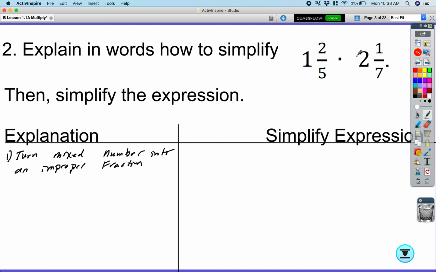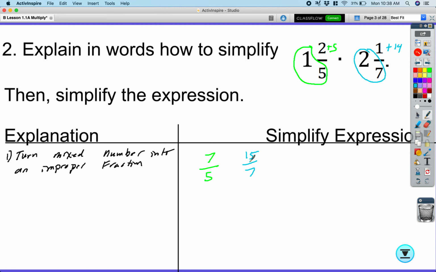To do this, you're going to take the whole number and multiply it by the denominator. So 1 times 5 is 5. You're going to take that 5 and add it to just the numerator. So 5 plus 2 is 7 over 5. We're going to repeat that process over here. 2 times 7 is 14. I'm going to add that to the numerator to get 15 over 7.